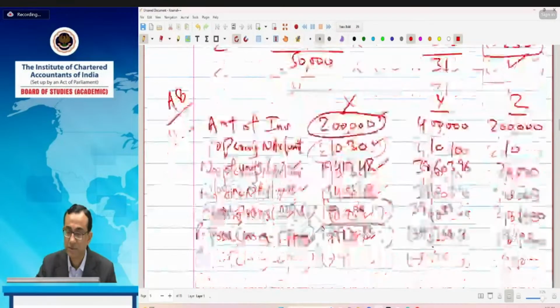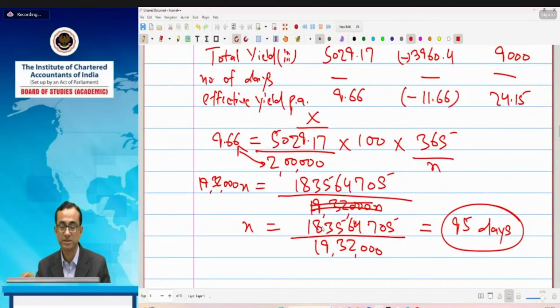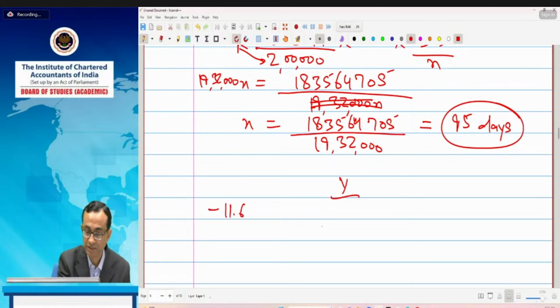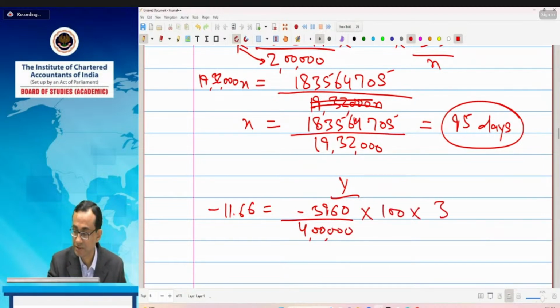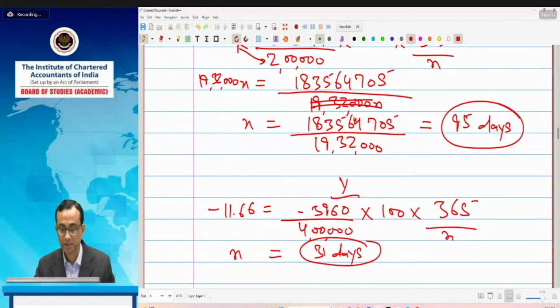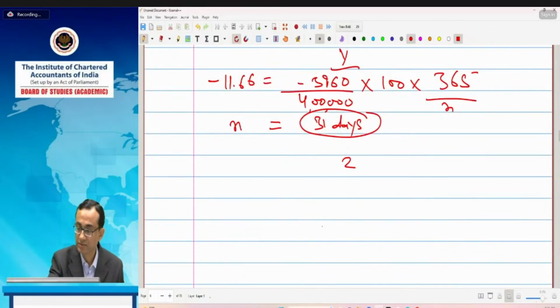So it was calculated in the same way as in the earlier question. The difference was that only the number of days investment held has to be calculated and effective yield is given in the question. In the same way, it will be calculated for Y and Z also. So effective yield in case of Y is 11.66. Total yield is given. We have calculated upon initial investment 4 lakh into 100 multiplied by 365 divided by number of days, that is N. So we will calculate N by the same method. It will come to 31 days. So if you have cleared the first portion, it can be easily arrived at in case of Y.